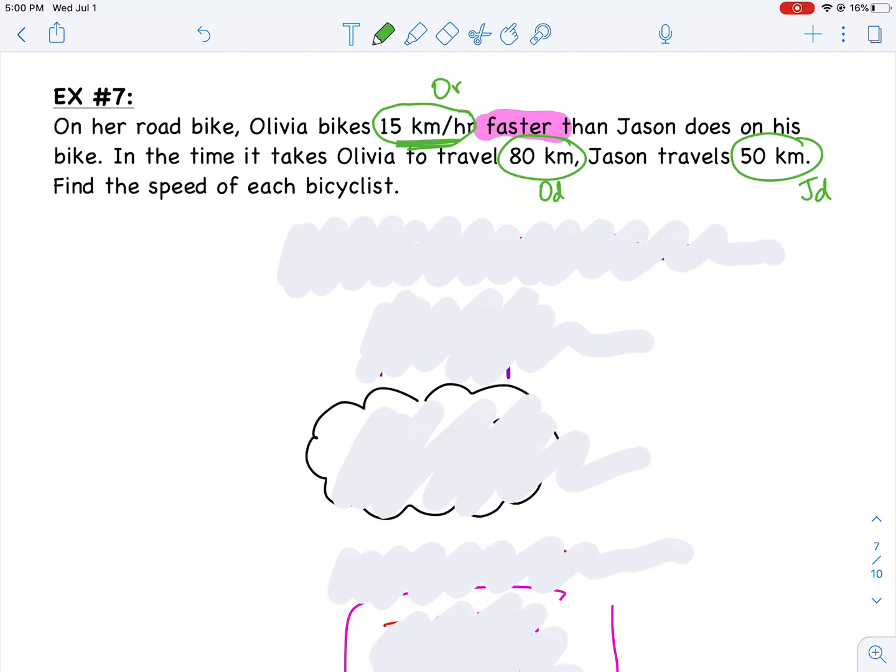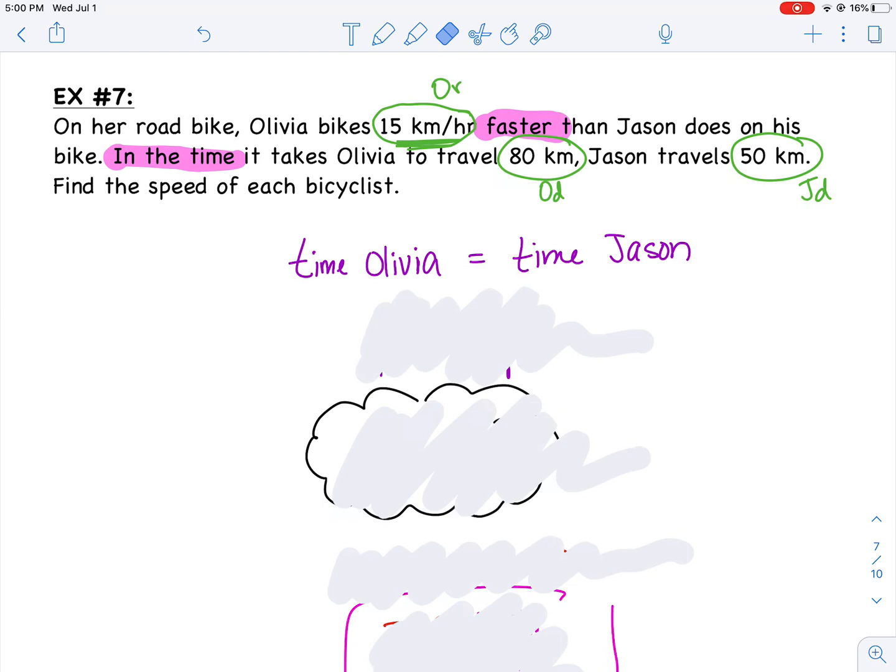But what is the same? This is where you have to be really careful and read these problems carefully. Doesn't it say in the same time? Olivia and Jason are riding their bikes for the same amount of time. They don't go the same speed and they don't go the same distance, but they do go for the same amount of time. So I'm going to use that important information to help me set up an equation. I'm going to say that the time for Olivia is equal to the time for Jason. Their times are equal. That helps me start making a math problem.